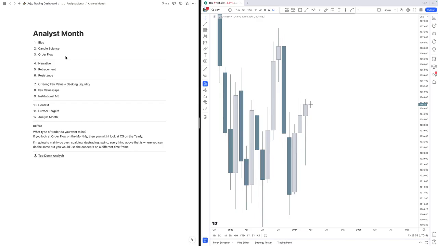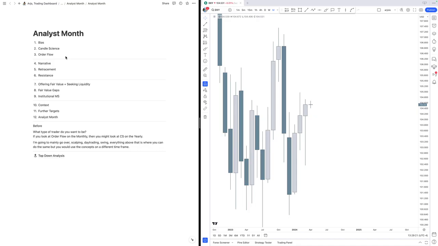When we have that bias, we now need to find a PD array again. So if we're targeting a premium array, for example, then we need to find a discount array that is going to lead us towards that premium array. That is where the narrative comes in. But those steps are quite easy, and we could have made a 20-minute video on just bias and narrative alone. But there's a lot of variables going into that.